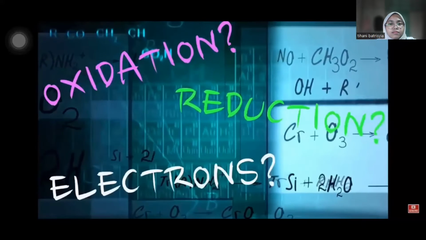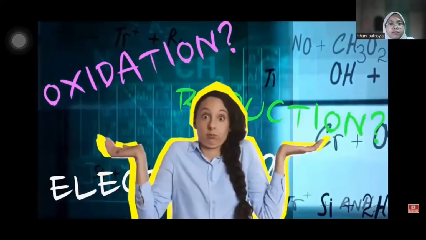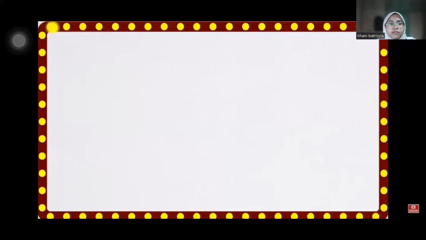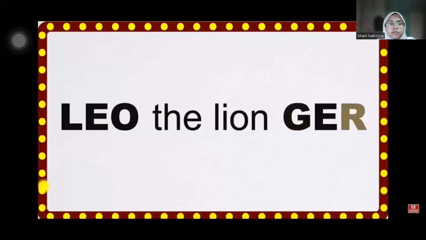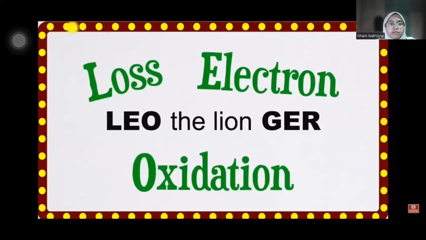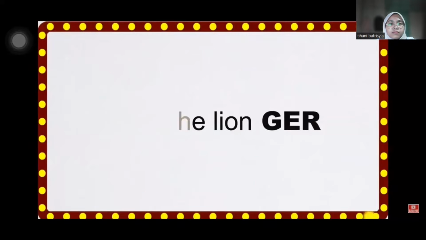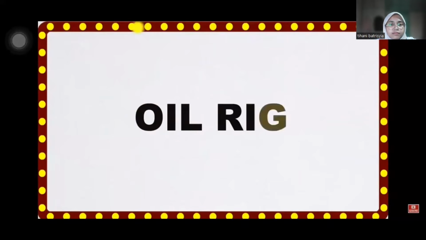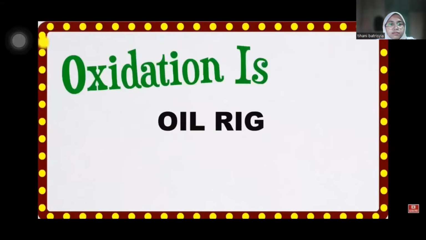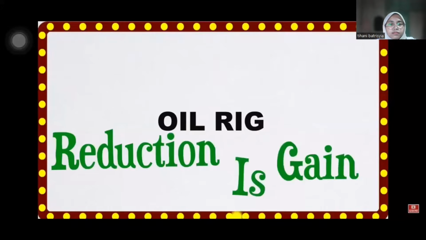Oxidation? Reduction? Electrons? What? Are you confused? Let's just remember the acronym Leo the Lion, GER. What this stands for is loss of electrons is oxidation and gain of electrons is reduction. Or you can remember it as oil rig, which stands for oxidation is loss, reduction is gain. That is loss and gain of electrons, of course.